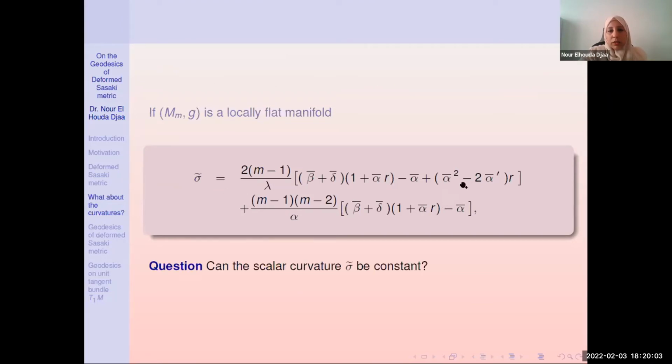So can the scalar curvature be a constant? If m equals 1, then the scalar curvature equals 0, and if m equals 2, we need to study this side of the equation.